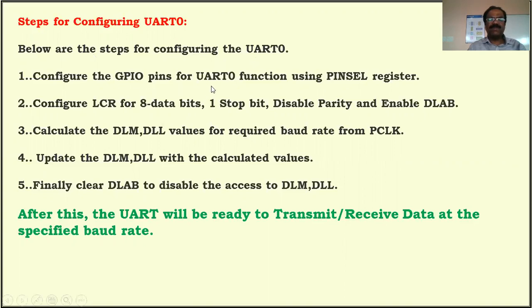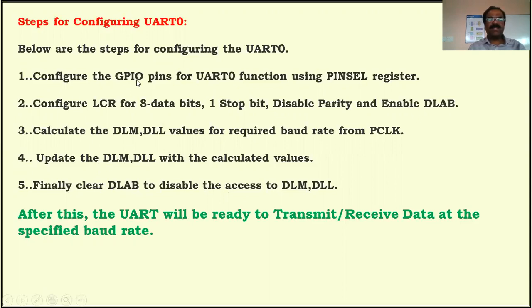Configure the GPIO pins for UART0 function using the pin select register. Configure LCR for 8 data bits, 1 stop bit, disable parity, and enable DLAB. Then calculate DLM, DLL values for the required baud rate from the peripheral clock. Update the DLM, DLL with the calculated values. Finally, clear DLAB to disable the access to DLM, DLL. So we have to follow these steps. I'm going to explain each and every step separately.